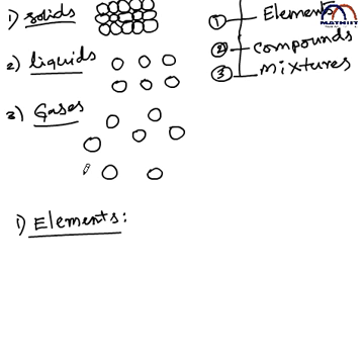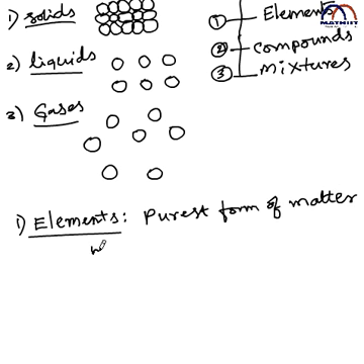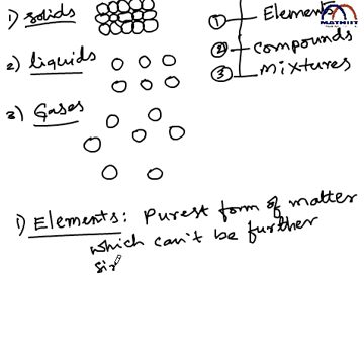Elements, if you take up. An element is the purest form of matter which cannot be further simplified. I will say that an element is the purest form of matter which cannot be further simplified.